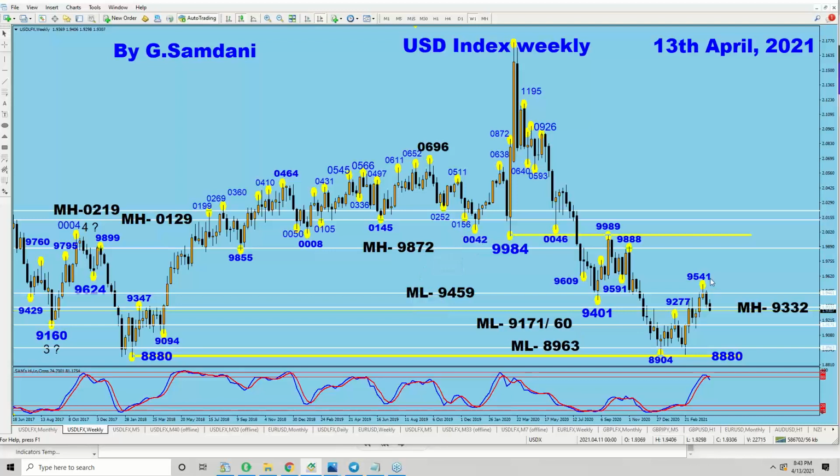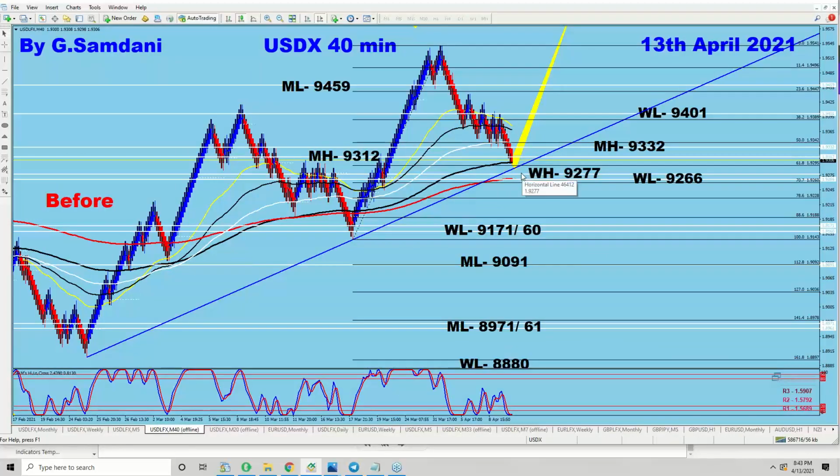So yeah, of course it went up and hit the 93.32, then dropped right back to 91.71, then it went up to this area here and then dropped back to 93.32 right now. So it's just below that, but it's above 92.77. And look at that 40-minute chart. So it is messing around here.